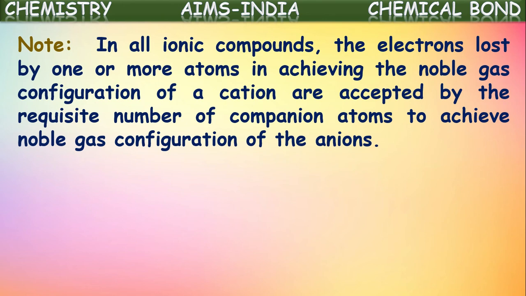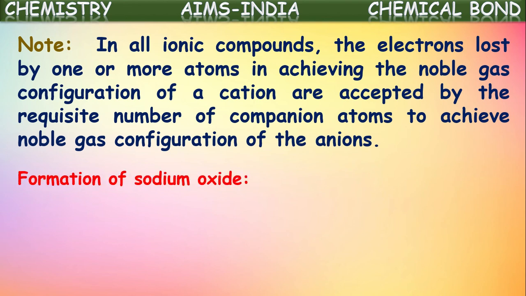We have one more point here: in all ionic compounds, the electrons lost by one or more atoms in achieving the noble gas configuration of a cation are accepted by a requisite number of companion atoms to achieve the noble gas configuration of the anions. So in an ionic compound, the number of electrons lost by one or more positive ions or cations is equal to the number of electrons accepted by those atoms.